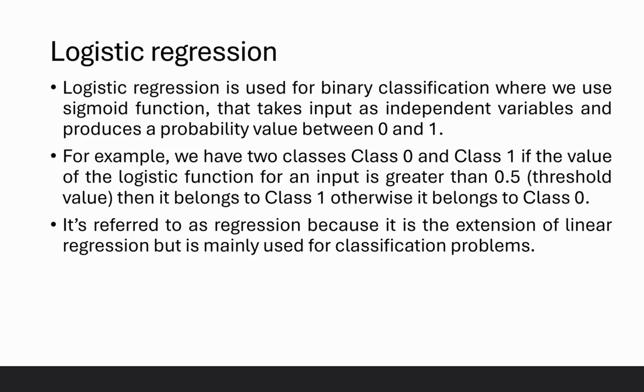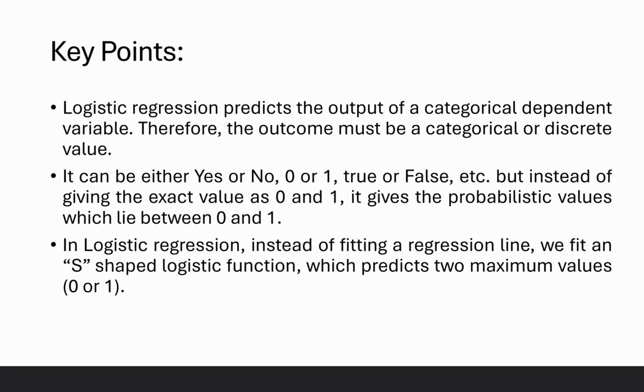For example, consider two classes, class 0 and class 1. There will be a threshold value in the logistic function, and if the value of the logistic function is greater than the threshold value, then it belongs to class 1, otherwise it belongs to class 0. This regression is used to predict the output of a categorical variable, and the outcome should be a categorical or discrete value. It can be either yes or no, 0 or 1, or true or false. Hence it is used for binary classification.